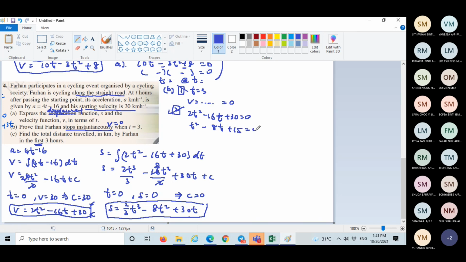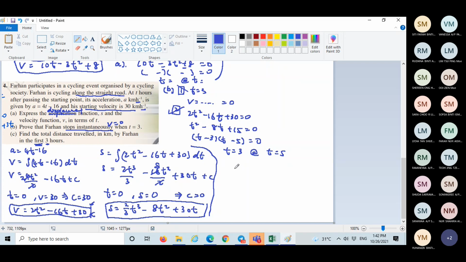Okay, so 15. I don't know whether I need your help or not, I try first. 3 and 5, I think correct. Negative, negative, so this is minus 3, minus 5, minus 8. So my answer for t is two answers, 3 and 5. Therefore it stopped the first time when t equals 3. That is okay, because they want to find the first 3 hours. Everything is in hours, not seconds, so correct.